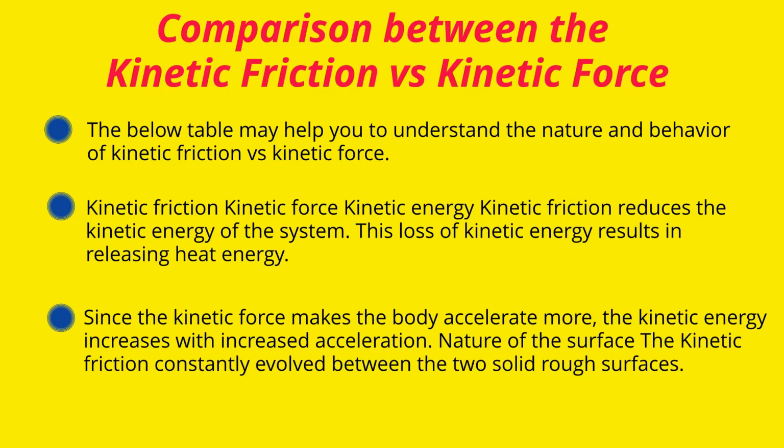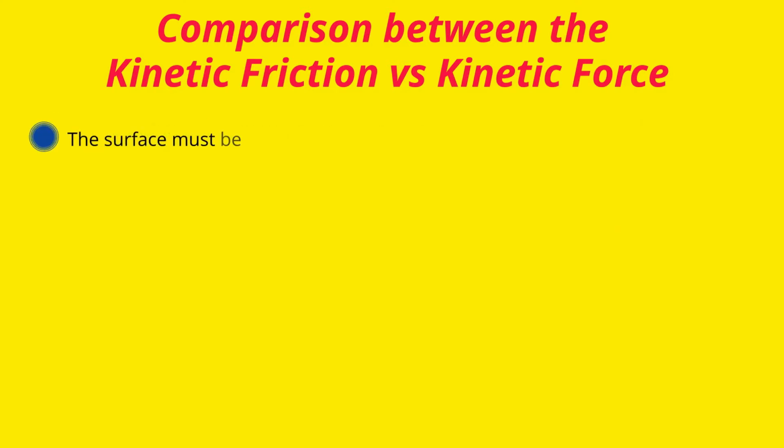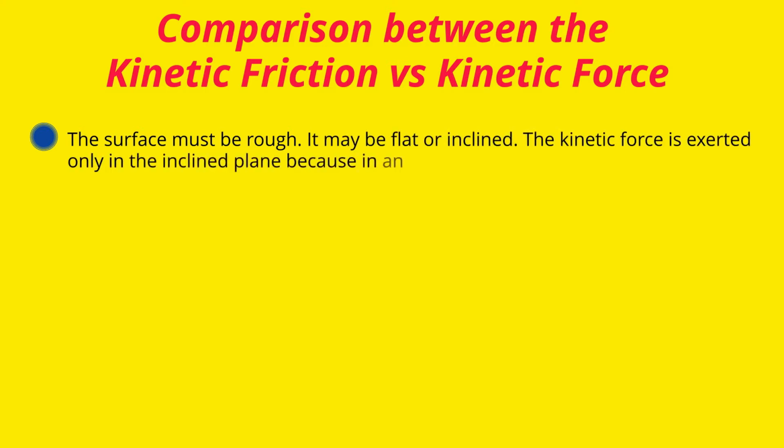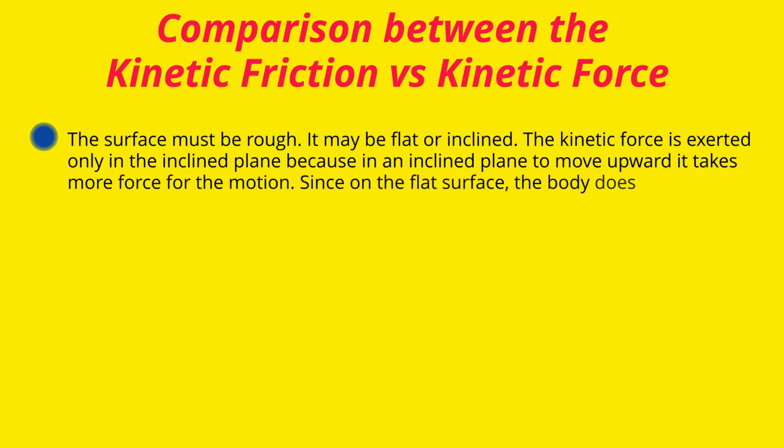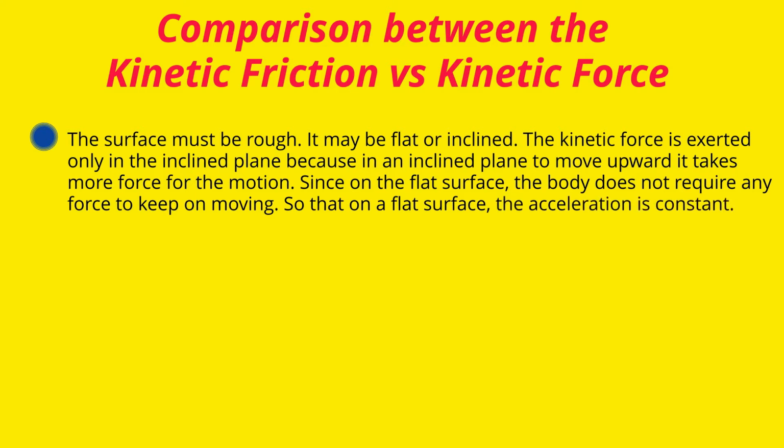Nature of the surface. The kinetic friction constantly evolves between two solid rough surfaces. The surface must be rough. It may be flat or inclined. The kinetic force is exerted only in the inclined plane, because in an inclined plane, to move upward it takes more force for the motion. Since on the flat surface, the body does not require any force to keep on moving, on a flat surface the acceleration is constant.